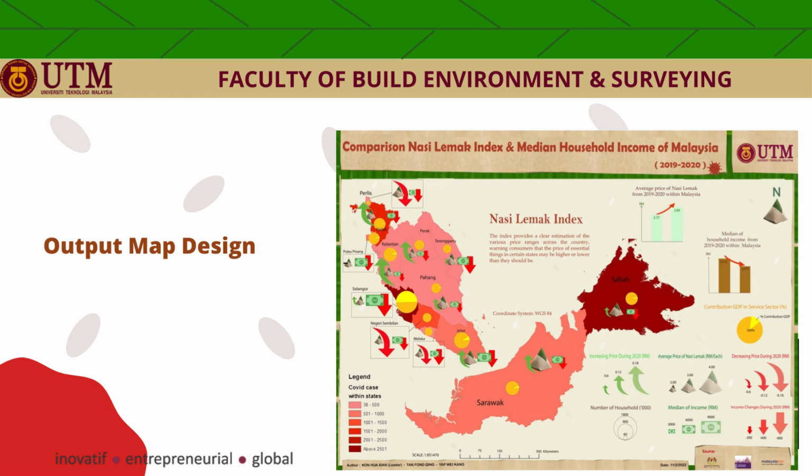and the circle is showing a pie chart of contribution to GDP in the service sector. And finally, you can see the upper right side. We are showing a 2-bar chart for average price of Nasi Lemak from 2019 to 2020 within Malaysia, and the median of household income from 2019 to 2020.